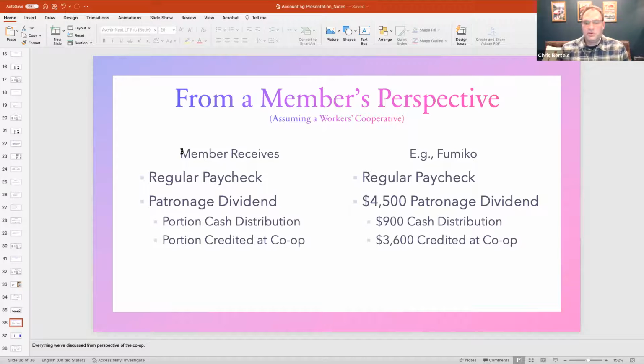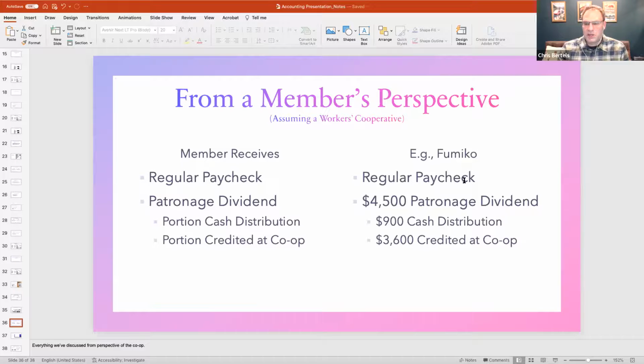All the members are going to receive their regular paycheck, just like I assume they're getting now. And they're also going to get the patronage dividend, which corresponds to their proportionate share of the $30,000. A portion is going to be cash. So Fumiko, on the right side, this is showing the example from Fumiko's perspective.